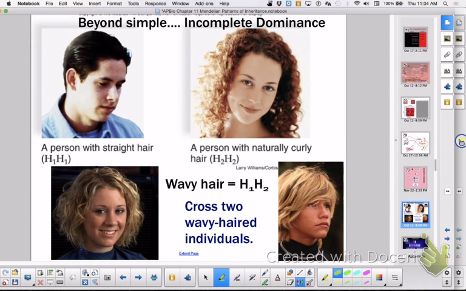Okay? So now you see this in people. Straight-haired people are H1H1, and curly-haired people are H2H2. A wavy-haired person is H1H2. The way I can remember these is really easy: H for hair, and 1 is a very straight number, and 2 is a curly number. You with me on that? And then wavy is H1H2. So what I'd like you to do is cross two wavy-haired individuals, please, and let's look at their potential offspring. Please give me genotype and phenotype ratios, one on top of the other.